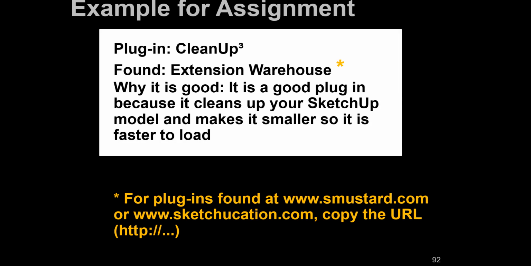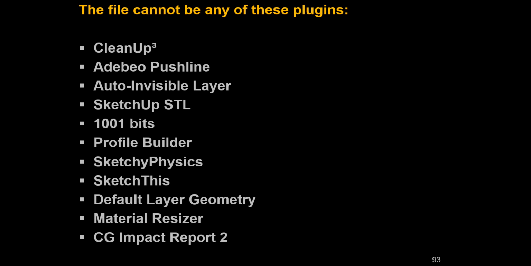Here's a good example. Plugin, Cleanup 3, found in the extension warehouse. If it's in the extension warehouse, that's all you've got to say, because we can search through it. But if it's for Sketchucation or SketchUp Mustard, you have to type in the URL. Just copy and paste that. And then why is it good? It's a good plugin because it cleans up your SketchUp model. It makes it smaller so it's faster to load. That's all I need for your assignment: the name of the plugin, where it is found, and why it is good to have. And just remember, these cannot be one of those plugins we've talked about in this class.